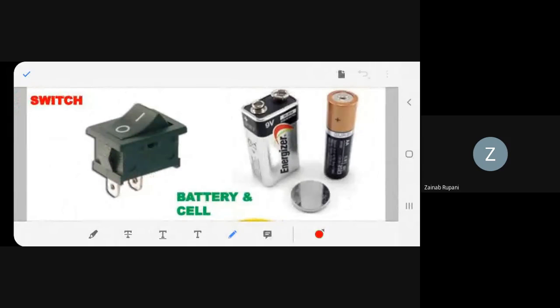See, this one is a cell. This is also a cell, and this is a battery. Yes or no? You understood now? So you can see the battery and these small cells. What you see over here, you get it in the watch. Have you ever observed? In the watch you get these small cells. Okay, fine.